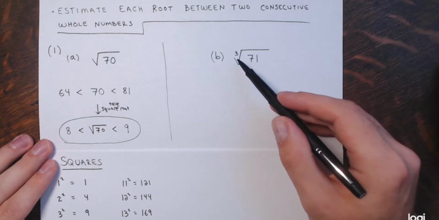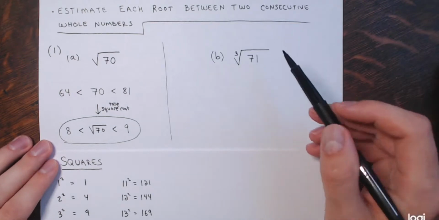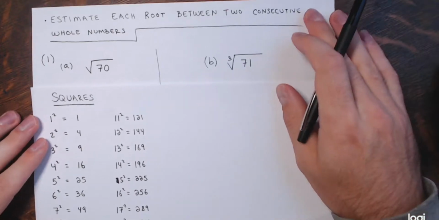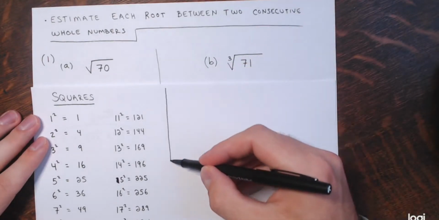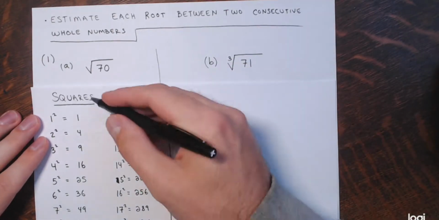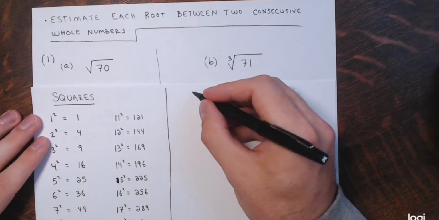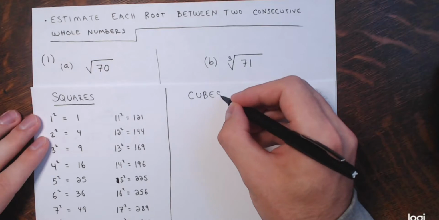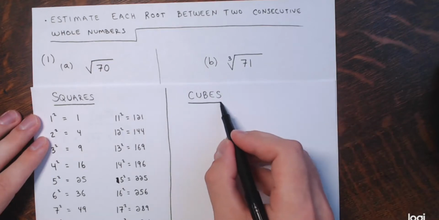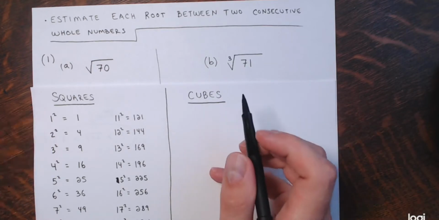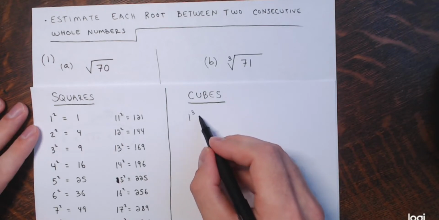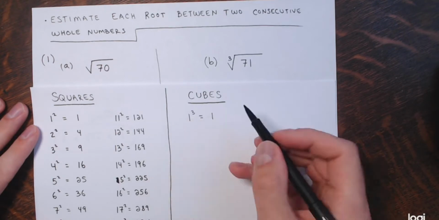In order to make an estimate of the cube root of 71, I need to know some cubes, right? Some third powers. So, same piece of paper down here. These were squares. Let's do some cubes. I'm not going to go up to 20 this time. But 0 cubed is obviously 0. We'll start with 1, right? 1 to the third power, 1 times 1 times 1 is 1.